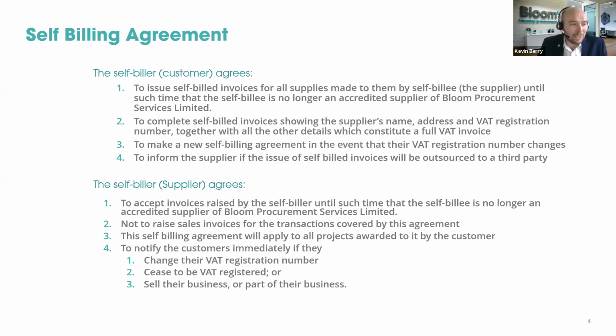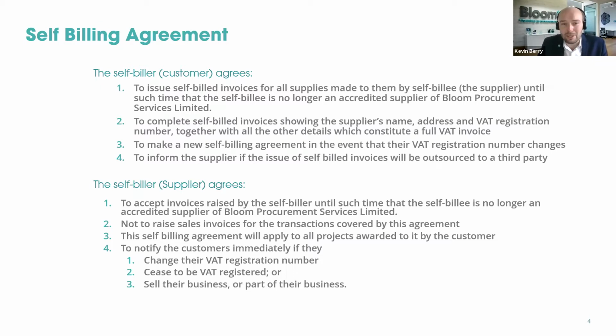And the key part of this for me is point two under the customer's part of the agreement, that Bloom is agreeing to raise self-billed invoices on your behalf with all the correct details and all the correct VAT requirements that make up a valid VAT invoice or a valid invoice document, depending on the registration status of your own business. And that really is one of the key pullouts for us and part of our process. And in relation to you guys, as the supplier, the first two points within this are key to the process working correctly for me.